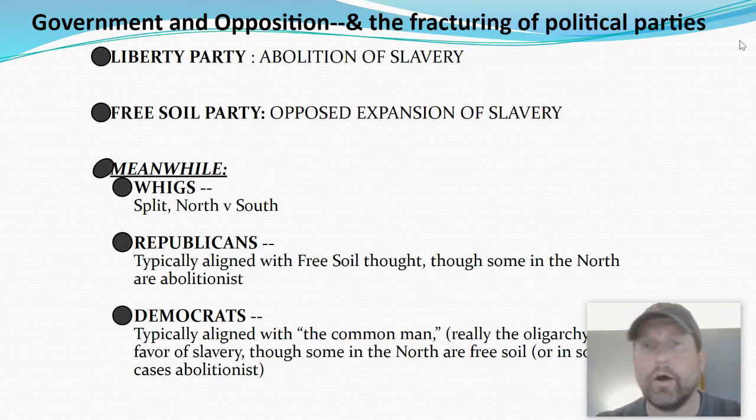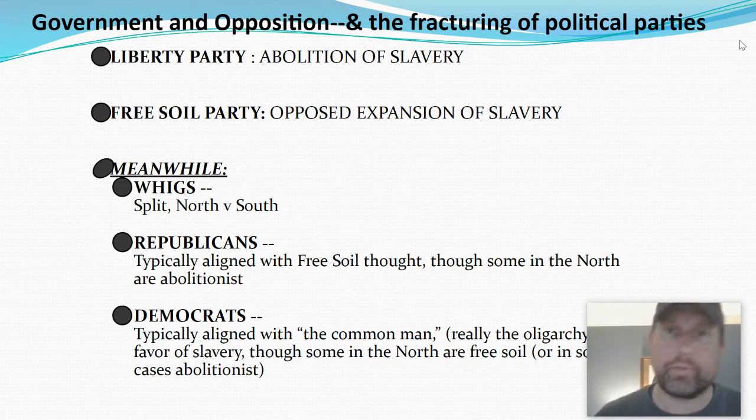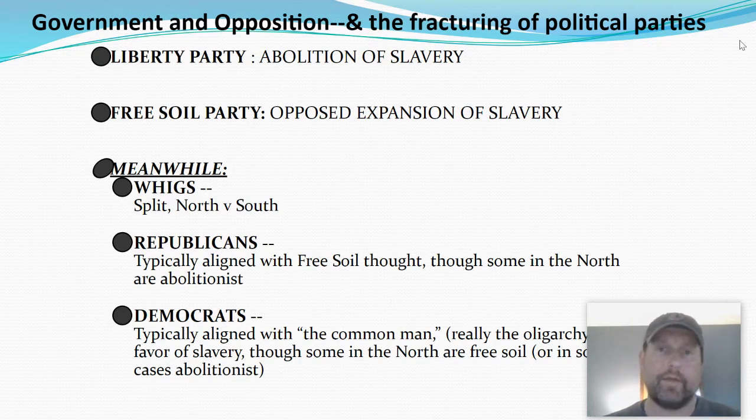Okay. Understand that there are myriad opinions about abolitionism among the major and the minor political parties. Some of those minor political parties include the Liberty Party and the Free Soil Party. So the Liberty Party argues for eradication, or the complete and total abolition of the slave system in America. The Free Soil Party, notably, opposes only the expansion of slavery.